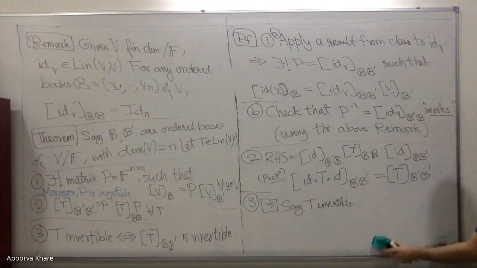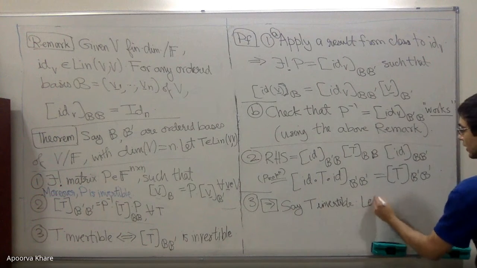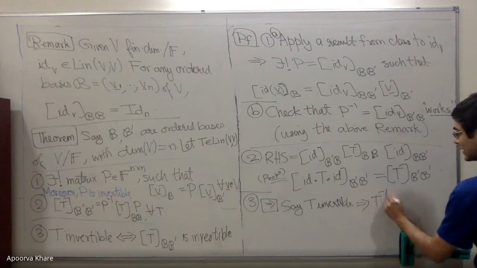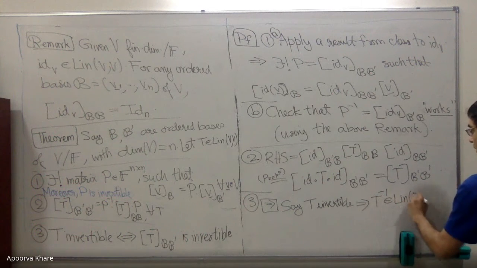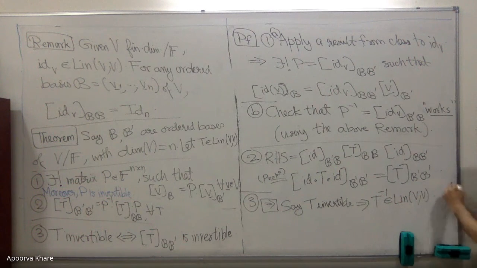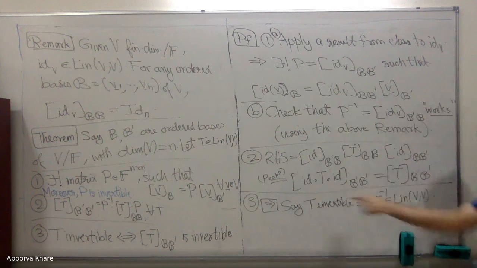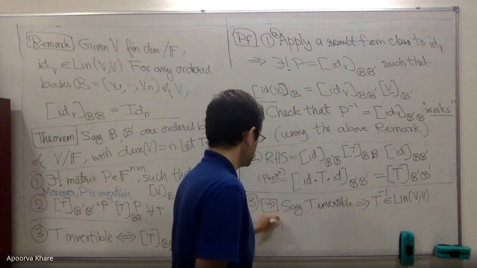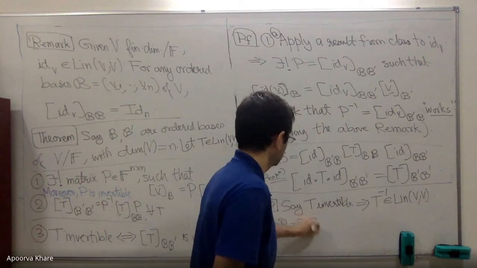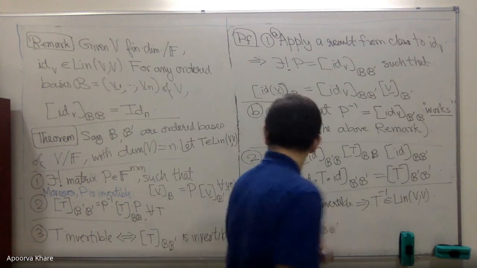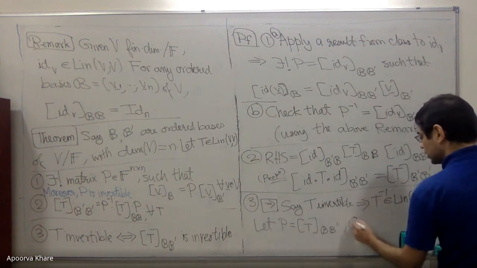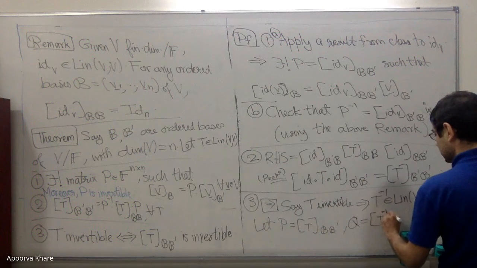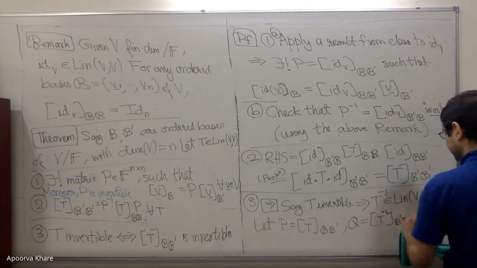But then we know what to do, right? So T is invertible, what does it imply? It implies that T inverse exists and is a linear transformation also from V to V, going the other way. Now what do we do? I just let P be the matrix of T with respect to B and B dash, and Q be the matrix of T inverse with respect to B dash and B.